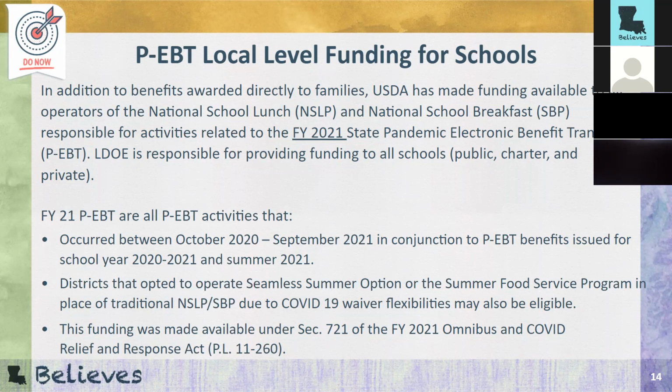So for FY 2021 P-EBT, there are activities that occur anytime between October 2020 and September 2021 in conjunction with P-EBT benefits that were issued during school year 2020 and 2021, or the summer of 2021. So districts that opted into Seamless Summer or Summer Food Service in place of National School Lunch Program due to COVID are also eligible.